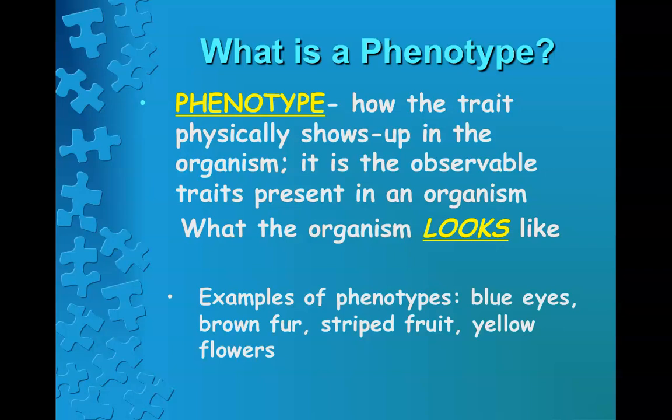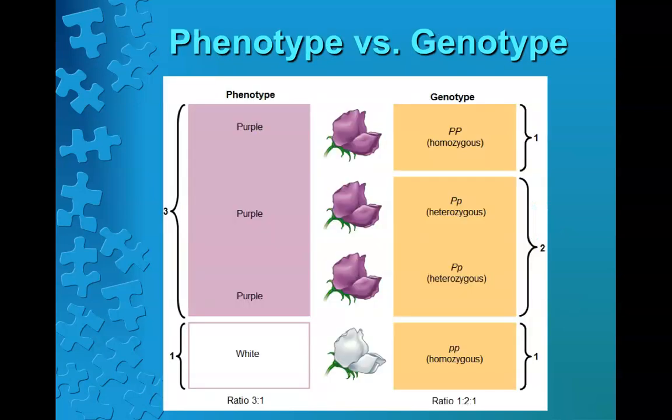So we're talking about genotypes, but we're also relating them to the phenotype. So we're talking about the coat color, the fur color, the wool color, and us, blue eyes, striped fruit, yellow flowers, doesn't matter. Whatever the organism looks like, that's its phenotype. But it's all based on what its alleles are in its genotype. Alright, so here's kind of that comparison. So when we look at this, your phenotype is the actual color it is. So purple flowers versus white.